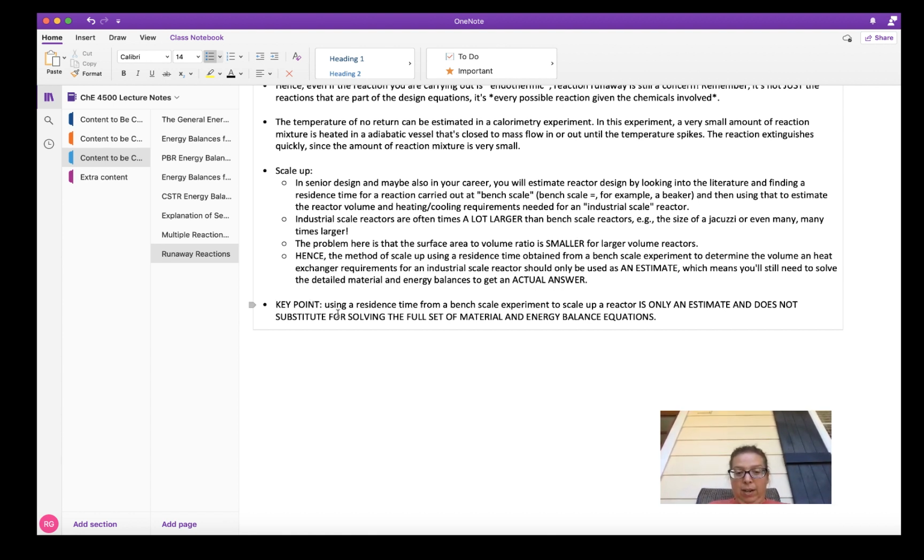So a key point here is that using residence time from a bench scale experiment to scale up a reactor is only an estimate, and does not substitute for solving the full set of material and energy balance equations. And another key point, which we hit on above, is that just solving the set of material and energy balance equations for the desired reactions, or the known reactions, or the reactions that are going to occur under normal operating conditions, is also insufficient. You need to look for and think about the other reactions that could occur given the chemicals that are available and also the conditions under which the reactor is operated.